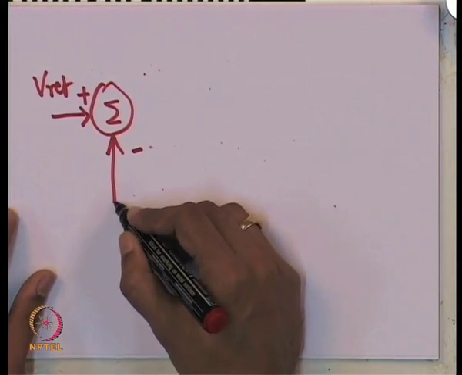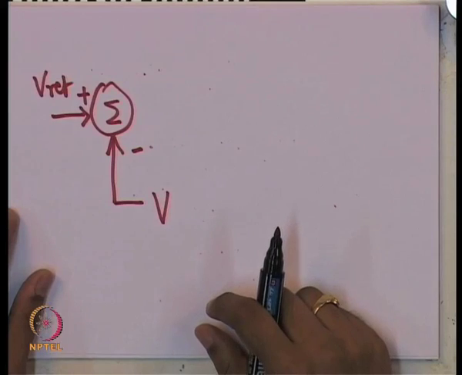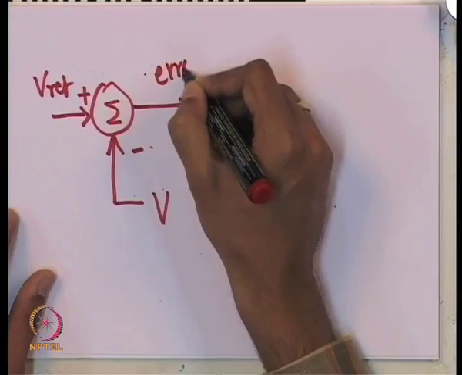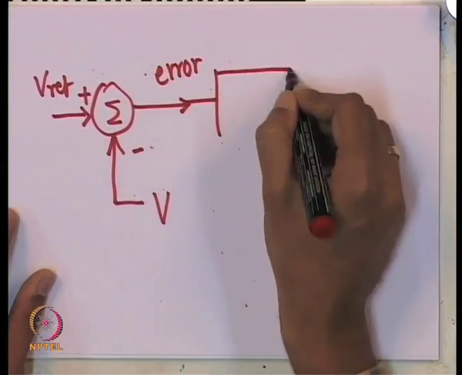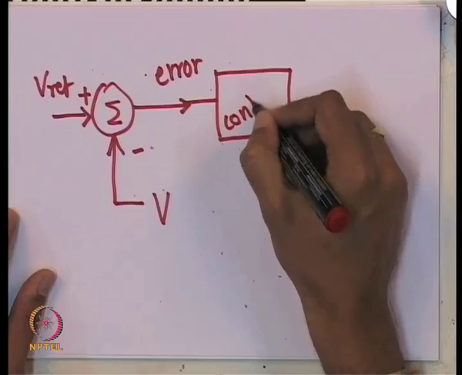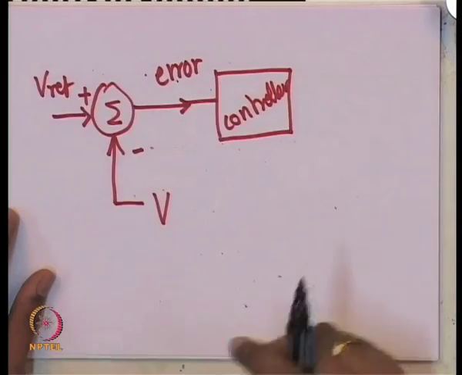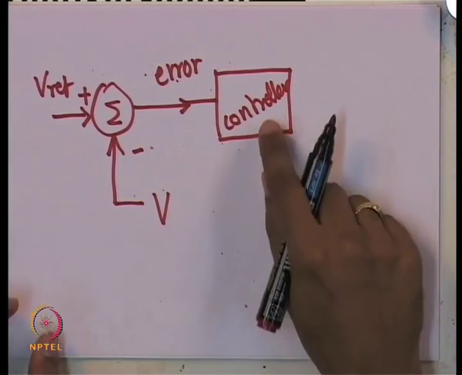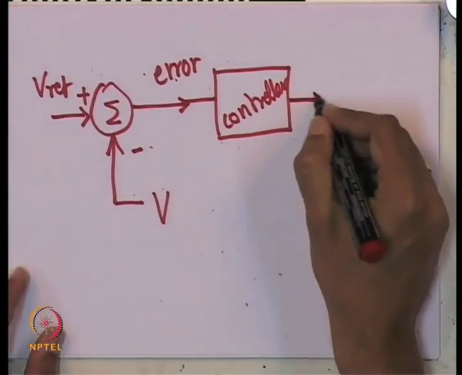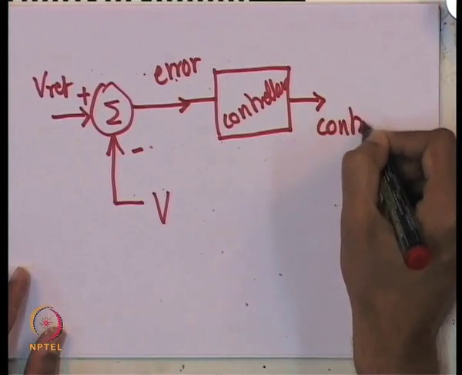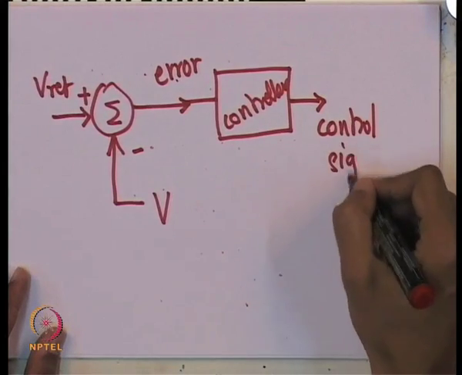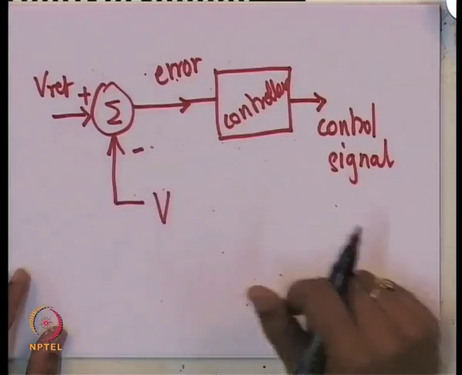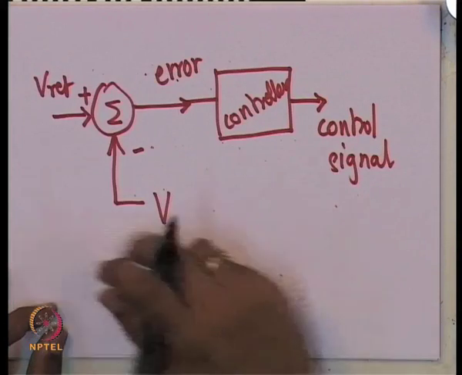He compares it with the terminal voltage of the machine. Now the question which needs to be asked is, this controller, is it going to drive this error to 0, that is, will it make VREF exactly equal to V? The answer is, well, it depends on the mathematical function used in this controller.